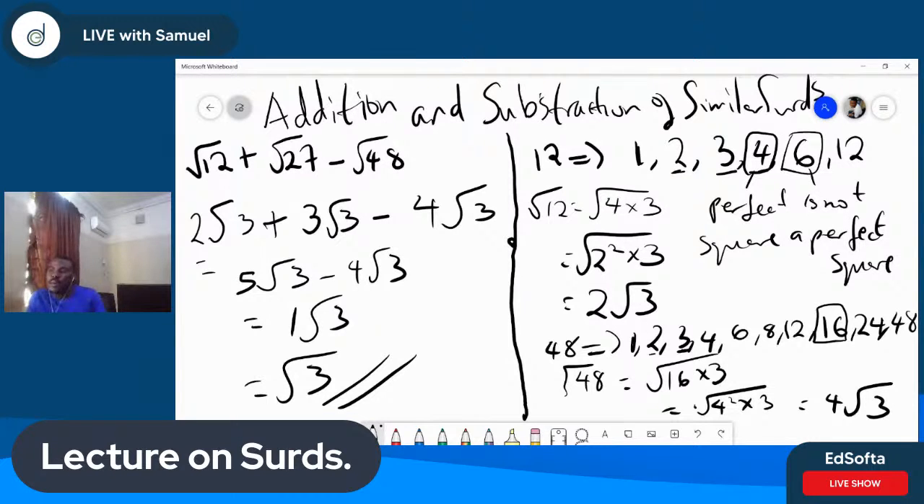6. Is 6 a perfect square? No, so you don't use 6. You don't use 2. You go to 3. What does 3 multiply to give you 12? 4. Is 4 a perfect square? Yes. So you know that your simplest form is going to be 4 times 3, which is 2 squared times 3, which is 2 root 3. So that will be all for the addition and subtraction of similar sorts. Let's move on.